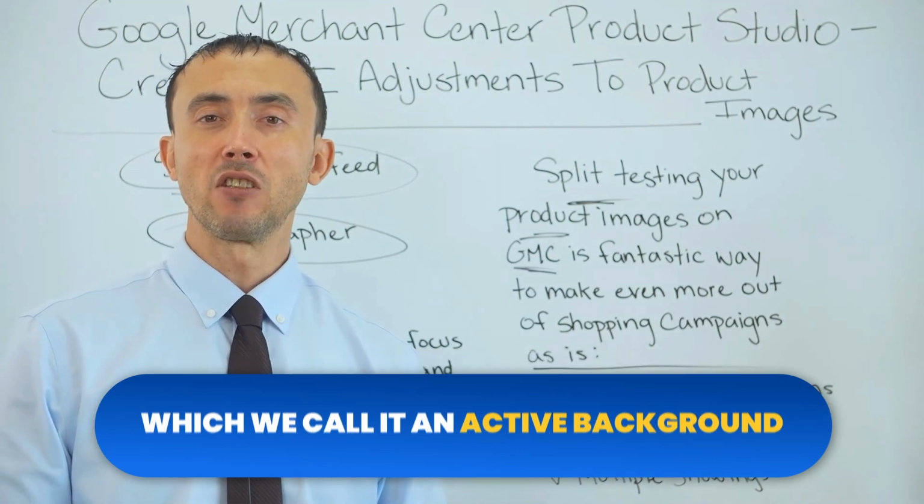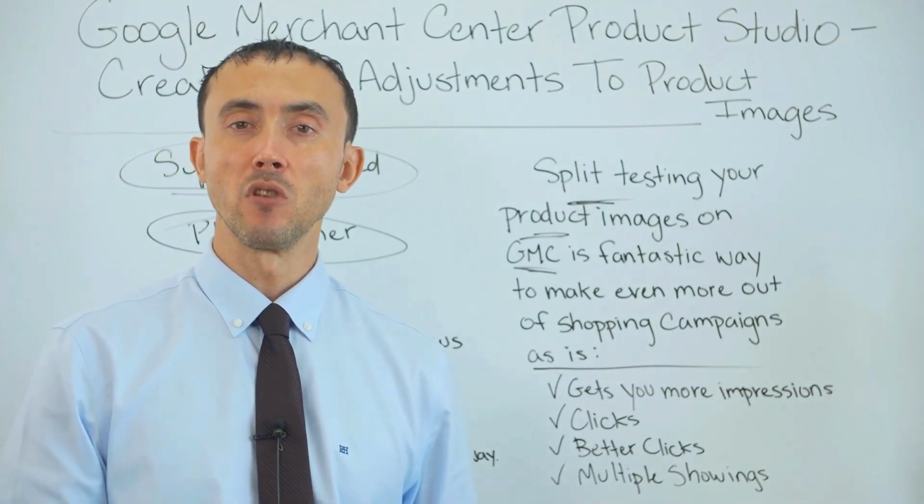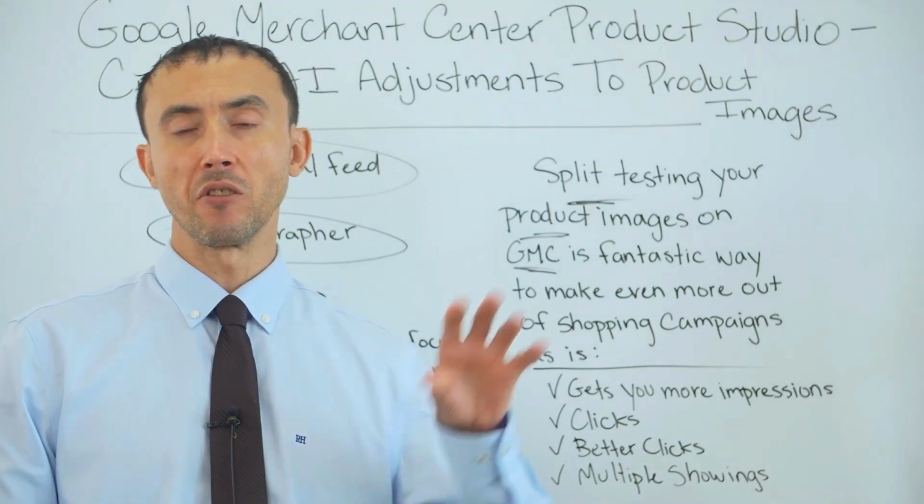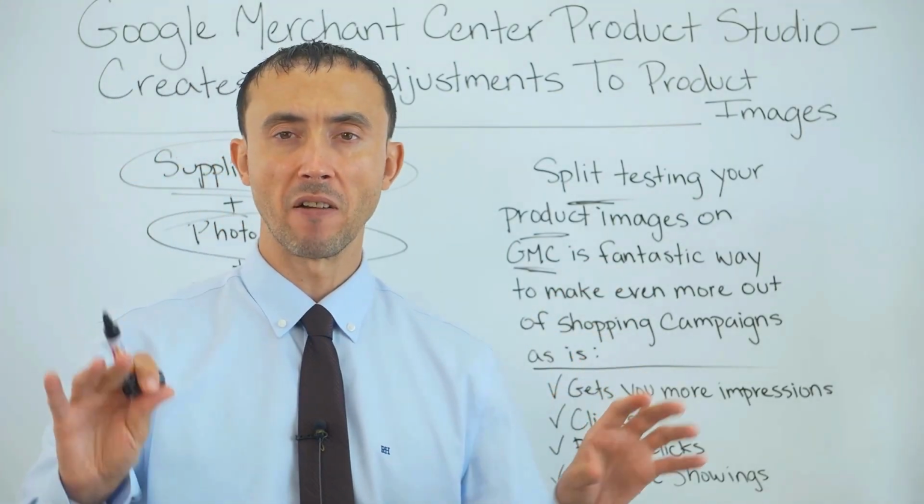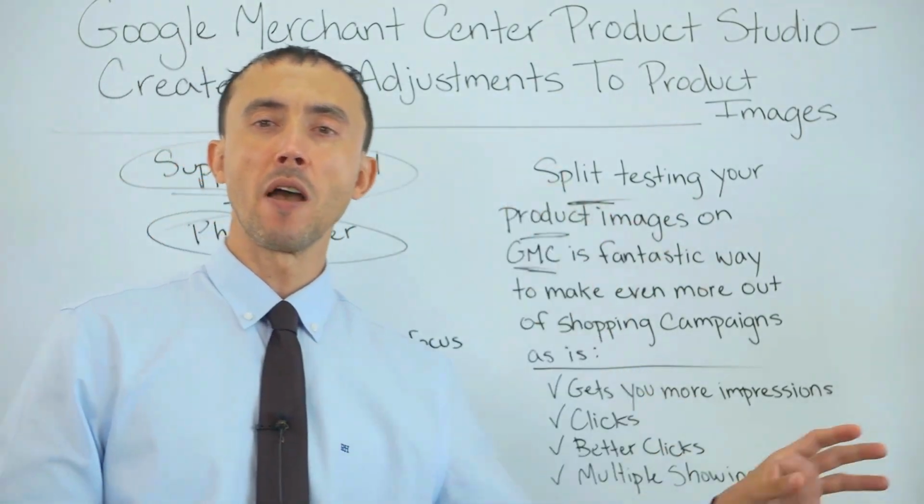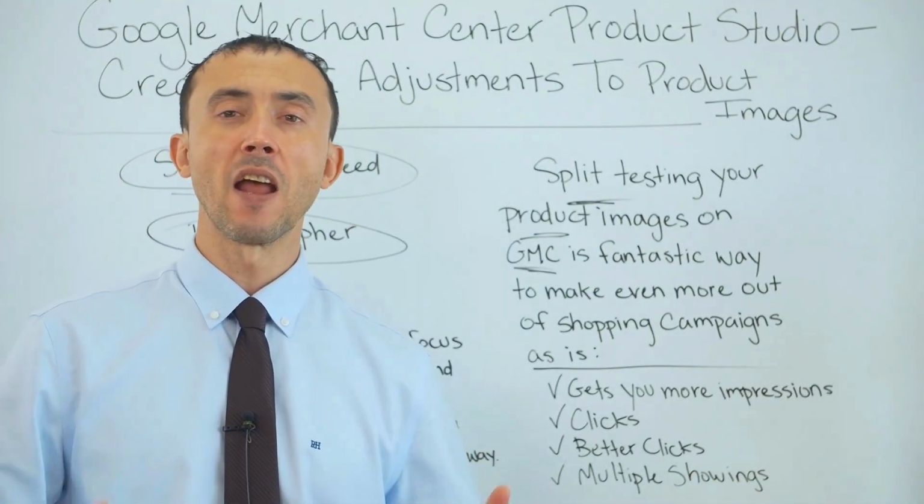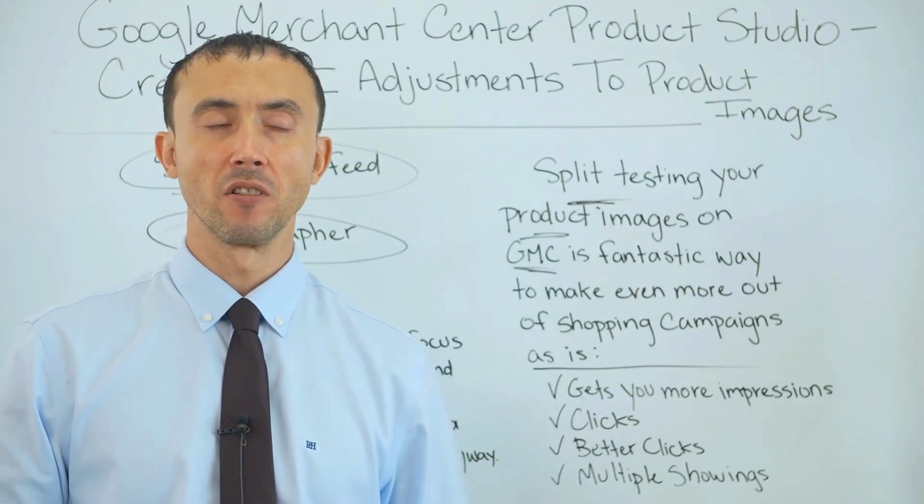And so the first thing I always test, mostly when it comes to shopping image tests, is the opposite of what we're already doing. So if we have a white background, we're going to do an active background. If we have an active background, I'm going to do a white background to see if I've got the right version. Then I'll do different active backgrounds. So let's say if that worked, and so forth.